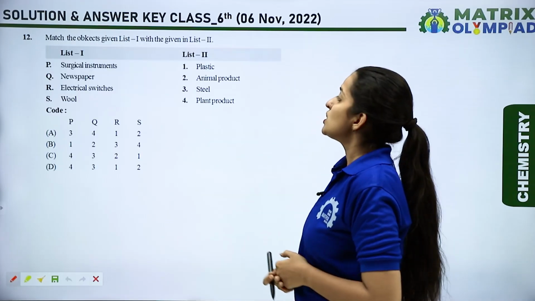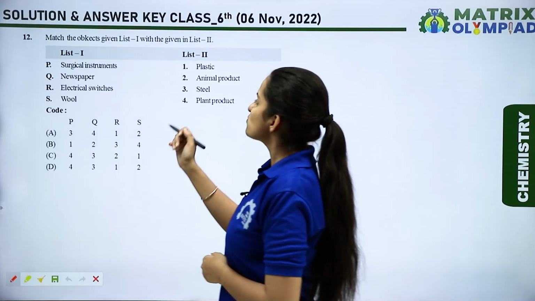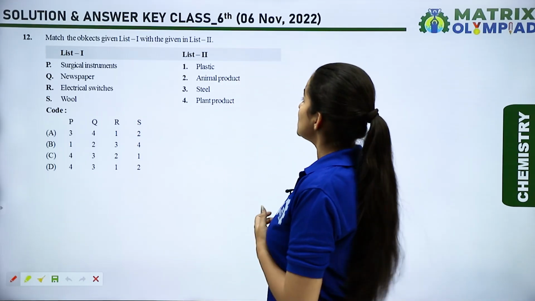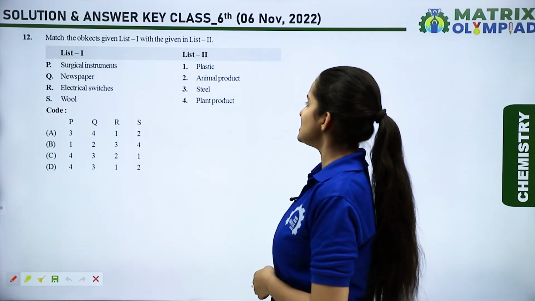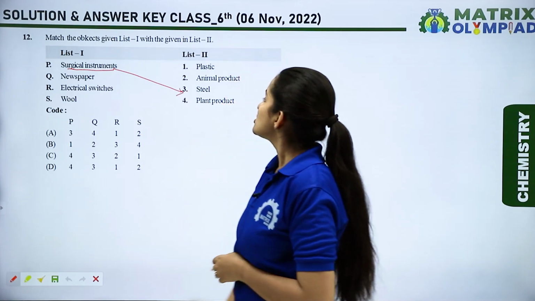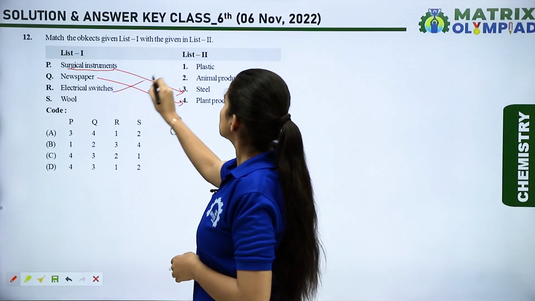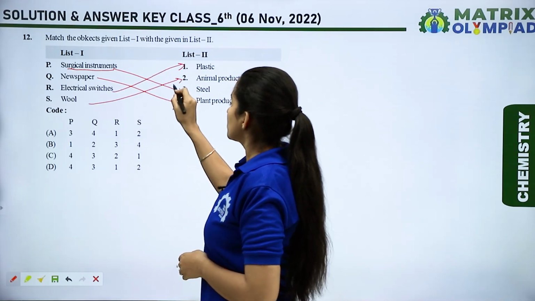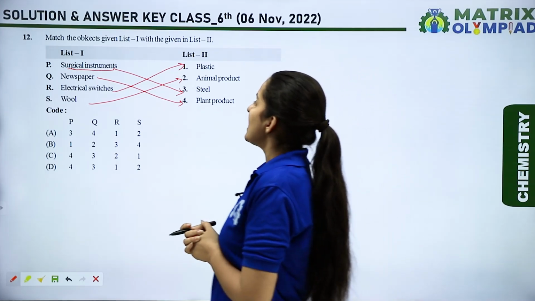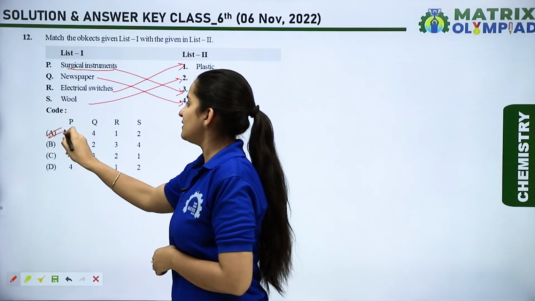Next question. The question is, match the objects given in list 1 with those given in list 2. In list 1, surgical instrument, newspaper, electrical switches, wool. And in list 2, plastic, animal product, steel and plant product. Surgical instruments are made up of steel. Newspaper is a plant product. Electrical switches are made up of plastic. And wool is an animal product. So here P is matched correctly with 3, then 4, then 1 and then 2. So option A is correct here.